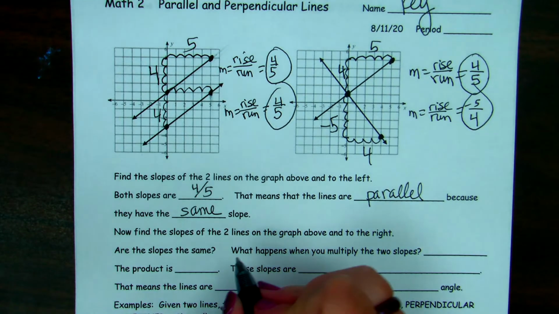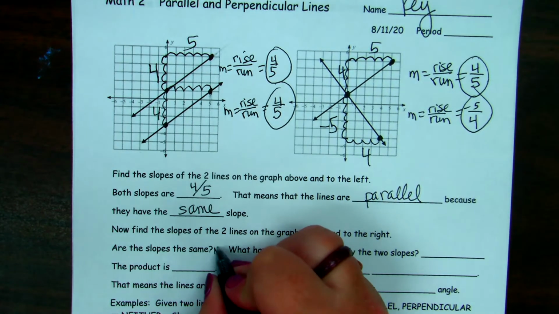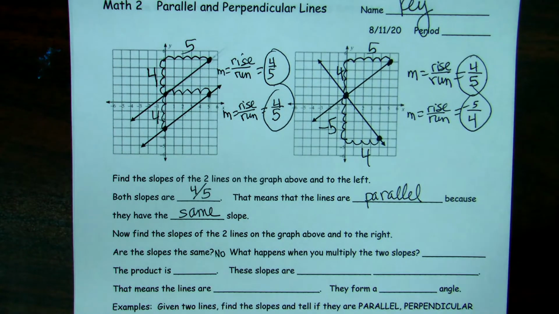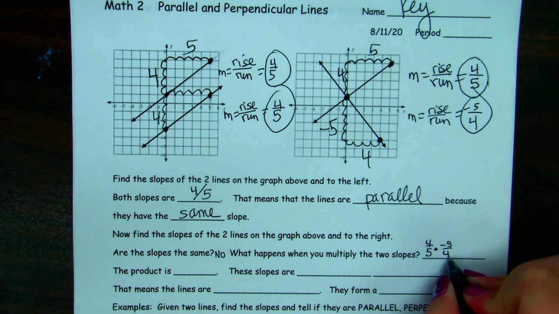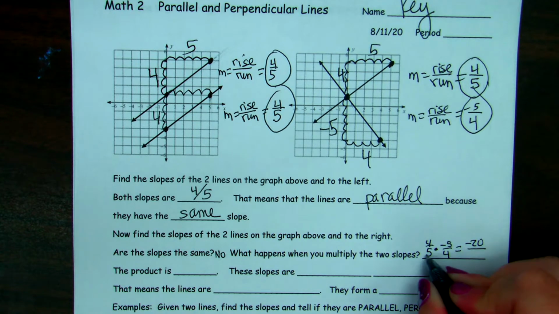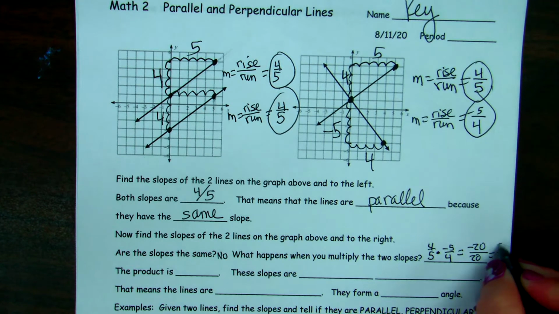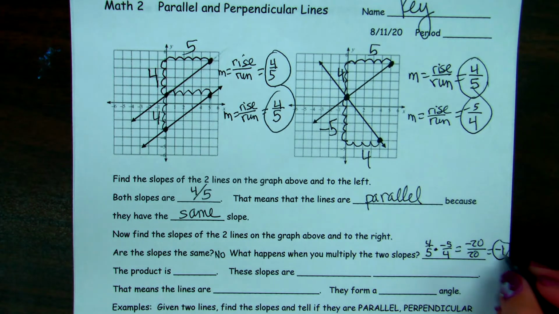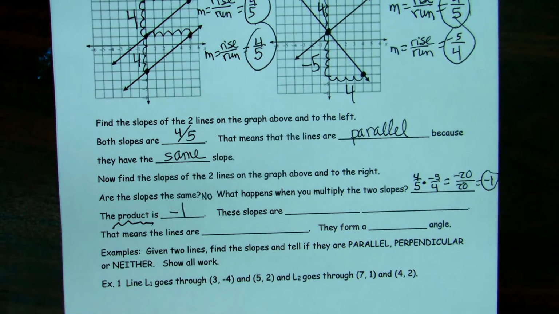Are the slopes the same? What do you think? No. What happens when you multiply these two slopes? Well, you take 4/5 times negative 5/4, and you multiply the tops, the numerators, negative 20, and you multiply the denominators. These 20s cancel, and you get negative 1. Or you can cross cancel and get negative 1. The product is the answer. When you multiply, the product is negative 1.